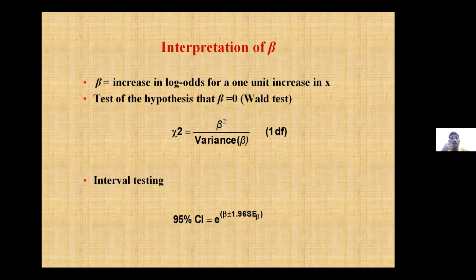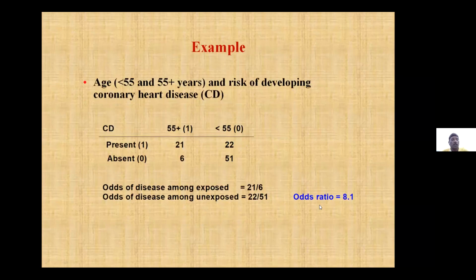The test of the hypothesis that beta is equal to 0 is also known as the Wald test. Chi square is equal to beta square upon the variance of beta, so we need the variance of beta also. If we have it, we can test this. And this is the interval testing: the 95% confidence interval is e to the power beta plus or minus 1.96 SE of beta. So these are all directly computed. The software provides these after running the logistic regression, and there is a need to explain the meaning of that output.